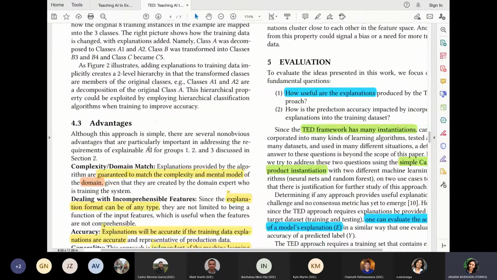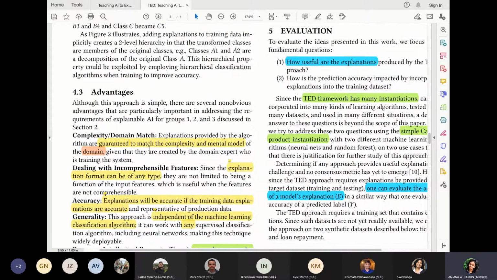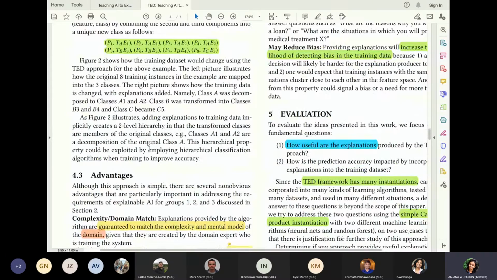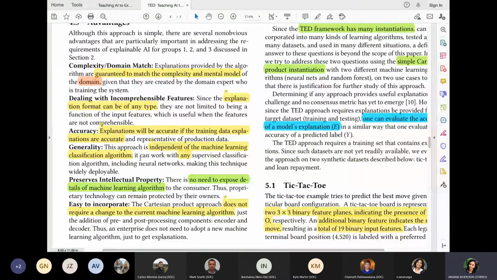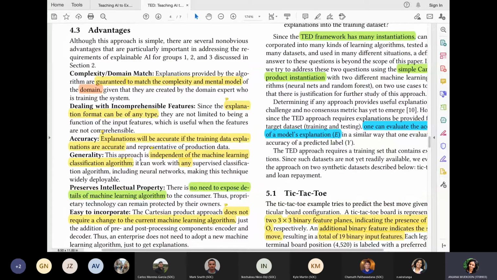Before going into evaluation of this method, they talk about several advantages they see in this approach, which I think we will go into a bit of discussion later on or now. So they list several advantages, which is quite forthcoming before giving us any evidence that it actually works. So they talk about how they can ensure complexity and domain match. They say they guarantee to match the complexity of the mental model of the domain because these explanations are created by a domain expert.